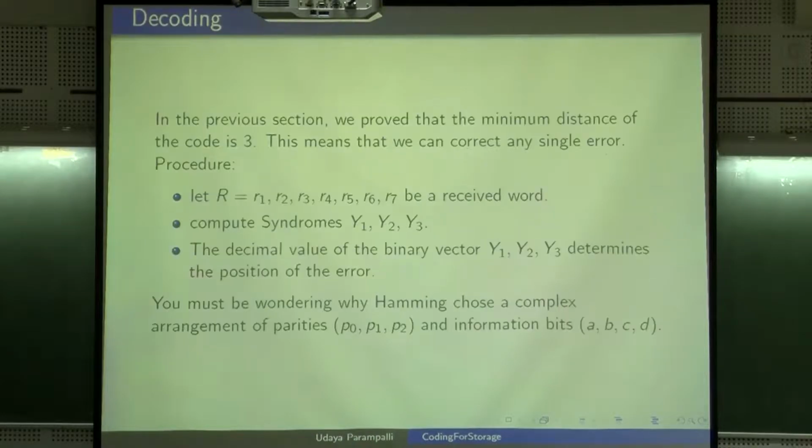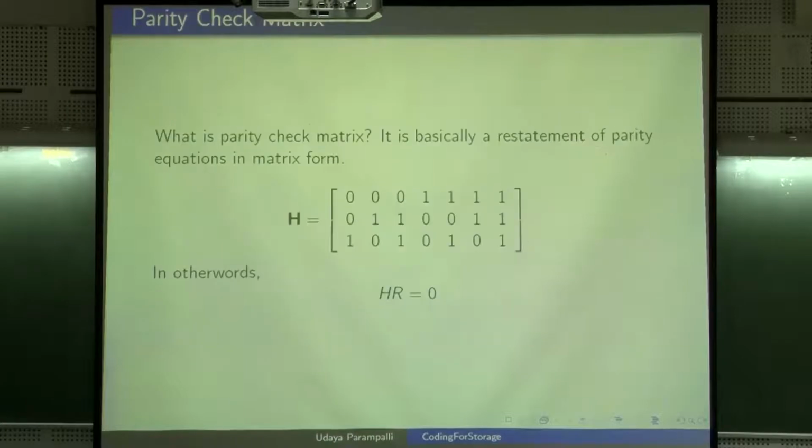For the decoding, we proved that the minimum distance is 3. This means that we can correct any single error. So you take, for example, a received word and you compute the syndrome, the decimal value of the binary, which I already explained to you. You must be wondering why this kind of complex arrangement is used: it is basically to find out exactly which bit was in error.